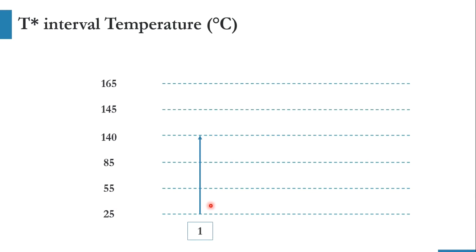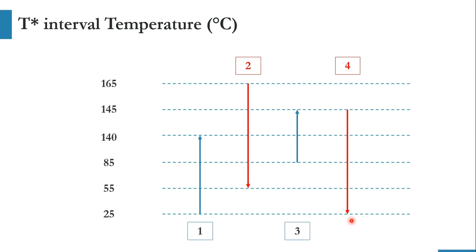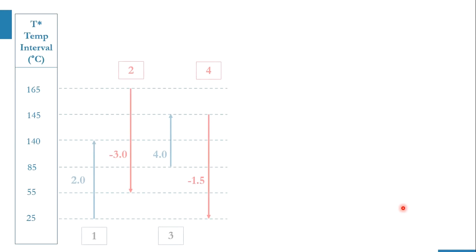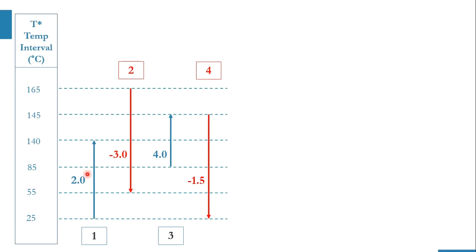The first stream, which is a cold stream, is from 25 degrees centigrade to 140 degrees centigrade, shifted wise. Then the second stream, 165 to 55. Then the third stream, 85 to 145. And then the fourth stream, 145 to 25. Then in the same way, we have to draw the intervals, and I have placed their CP values, and I had explained in the previous lecture that this negative is just for simplicity, because we are following the nomenclature summation of CP of C minus summation of CP of H. Its CP is 2, 3, 4 and 1.5.